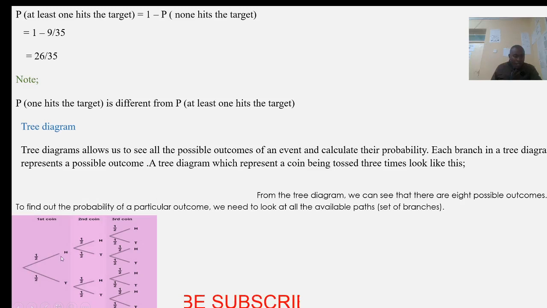Remember, the probability of a head or a tail occurring is a half for a head and a half for a tail. For the second toss, it's also a half, a half, a half, a half. Head, tail, head, tail, head, tail, head, tail. So for this one, we pick head, tail.